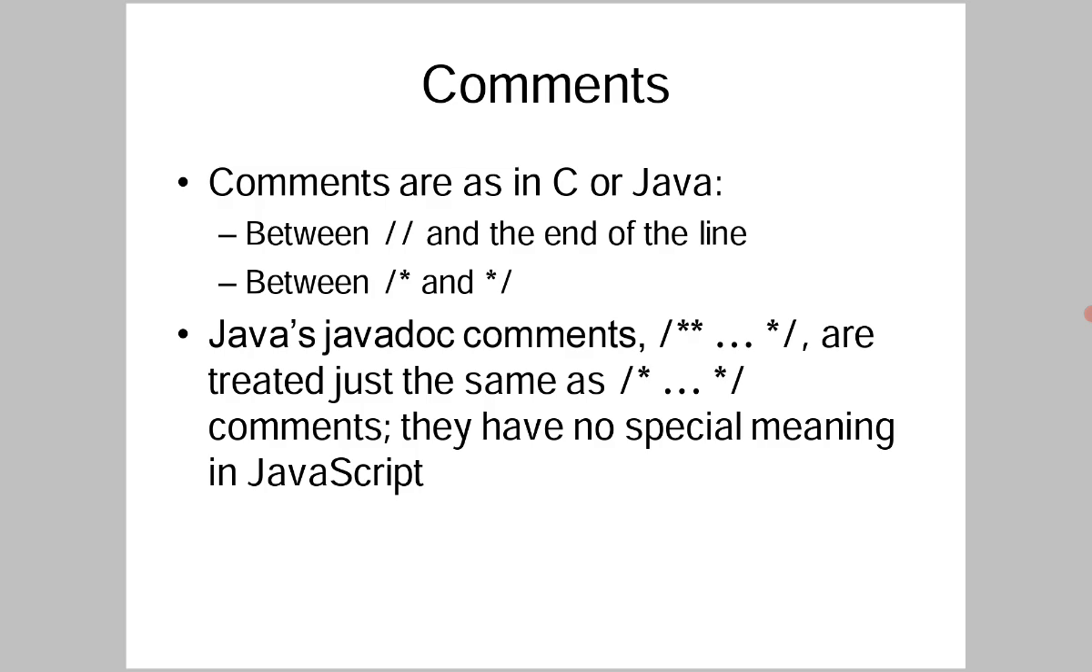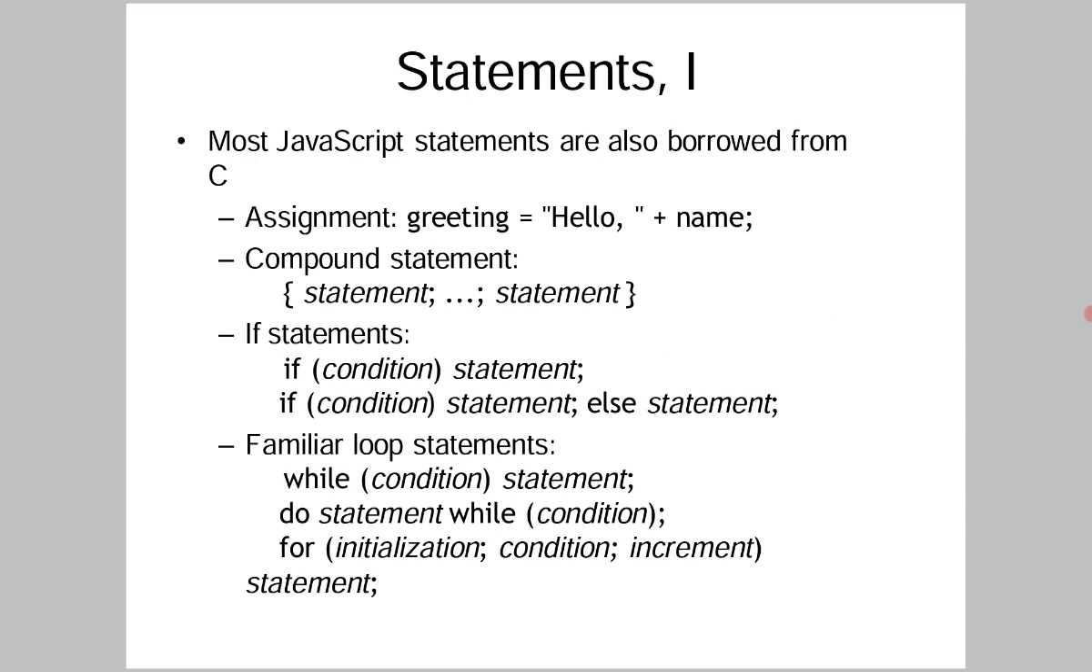These are written in between slash slash, and in between slash star and star slash. Next, statements. What are statements? Most JavaScript statements are also borrowed from C. Almost all the statements used in JavaScript are like in C, C++ or Java. So what are the different types of statements? Assignment statements, compound statements, if statement, familiar loops or looping statements, like that.